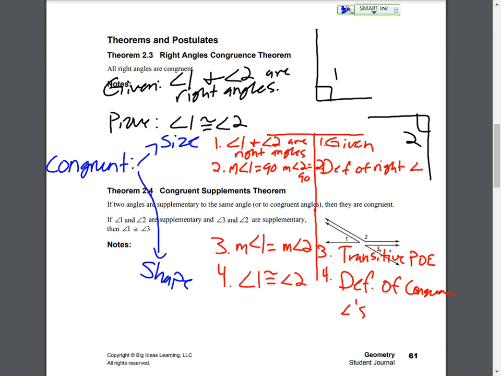Then that's why we have to say the measure of angle 1, because now we're talking about the size. Well, the size of that shape is 90 degrees. And the measure of angle 2, the size of that angle, is 90 degrees. Then we can say, well, those measurements are equal to each other. 90 is equal to 90. And therefore, those shapes are now congruent. And that's what congruency means. And that's why we have all these steps.